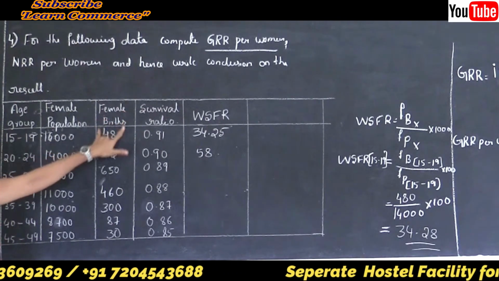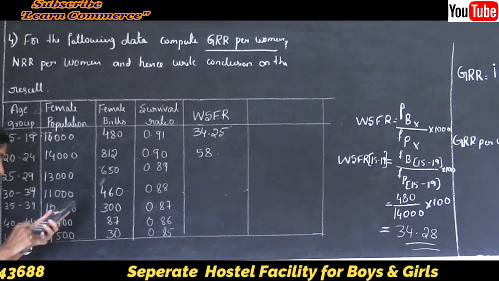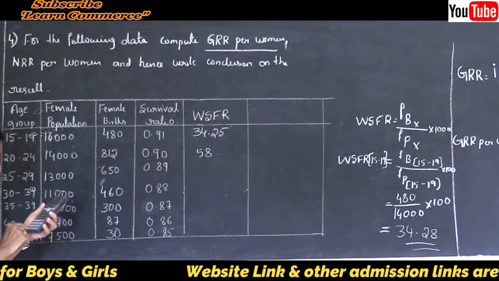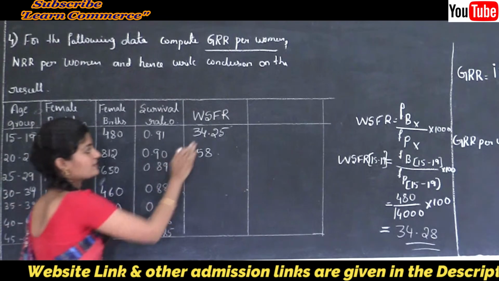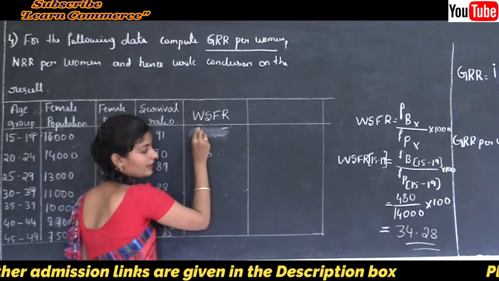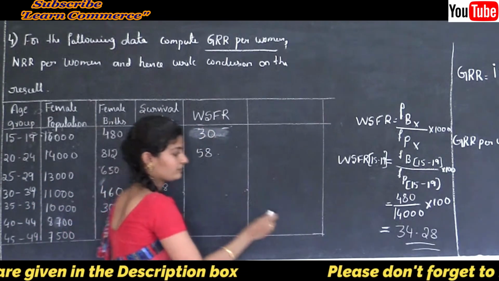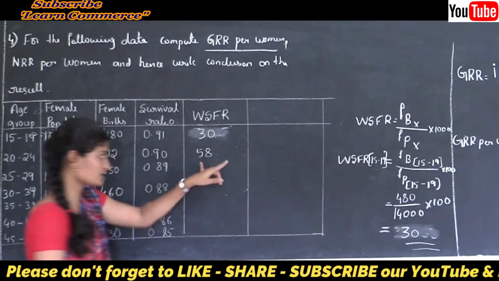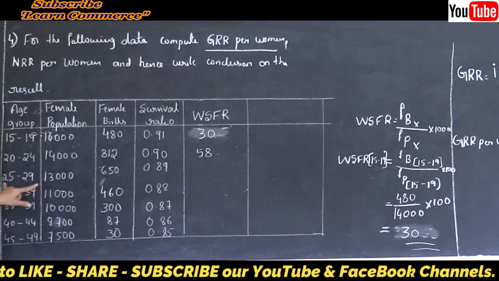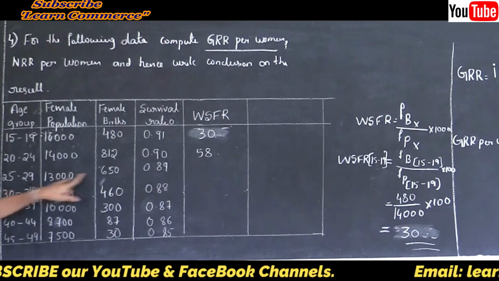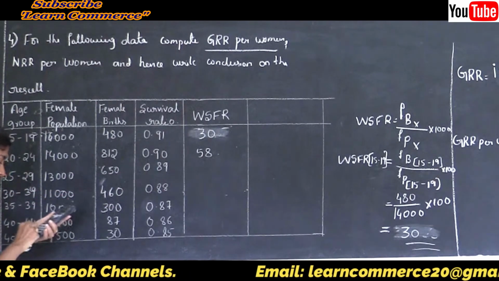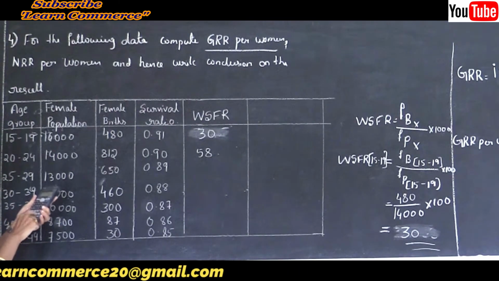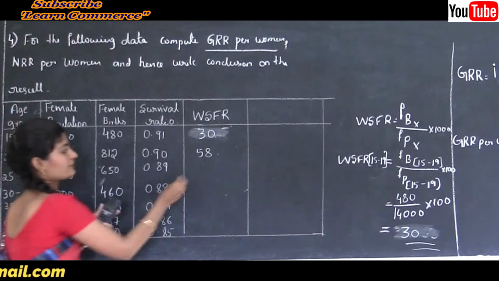Here 480 divided by 16,000 into 1000, that is 30. Okay, this is not 34.28, this is 30. Okay. Next observation is 58. Okay, next here specified age 25 to 29, and here female births are 650 divided by female population 13,000 into 1000, that is 50.